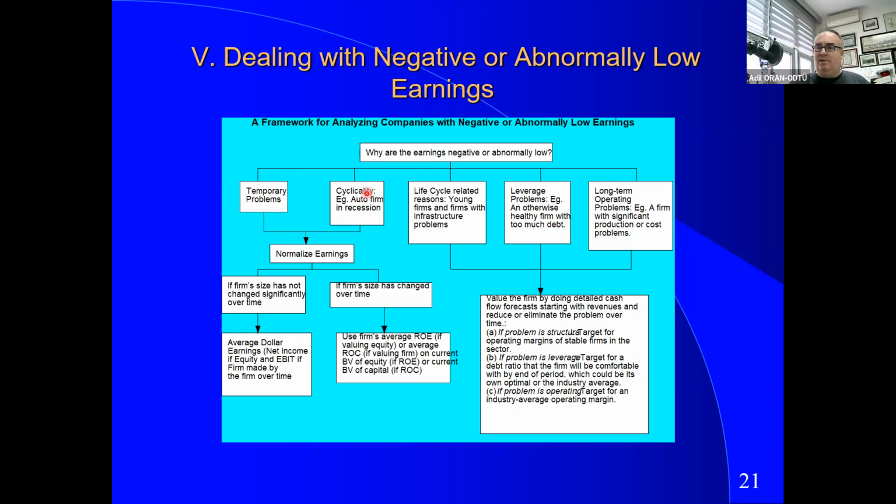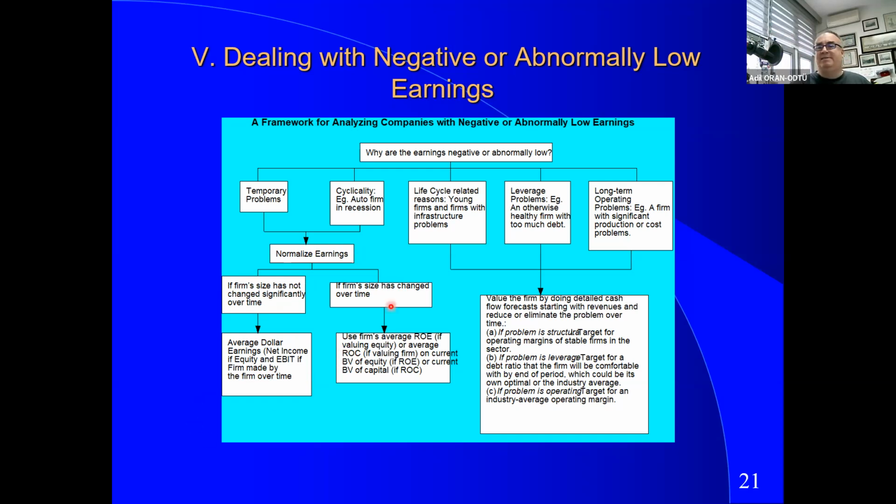If it's cyclical, okay, if it's something which is a problem just because of an economic downturn and it's expected to improve, again, you might want to normalize the earnings and remove at least part of that effect. And how do you normalize? If the firm's size has not changed significantly over time, then perhaps use some type of average over the previous years to put into this year's number and out into the future.